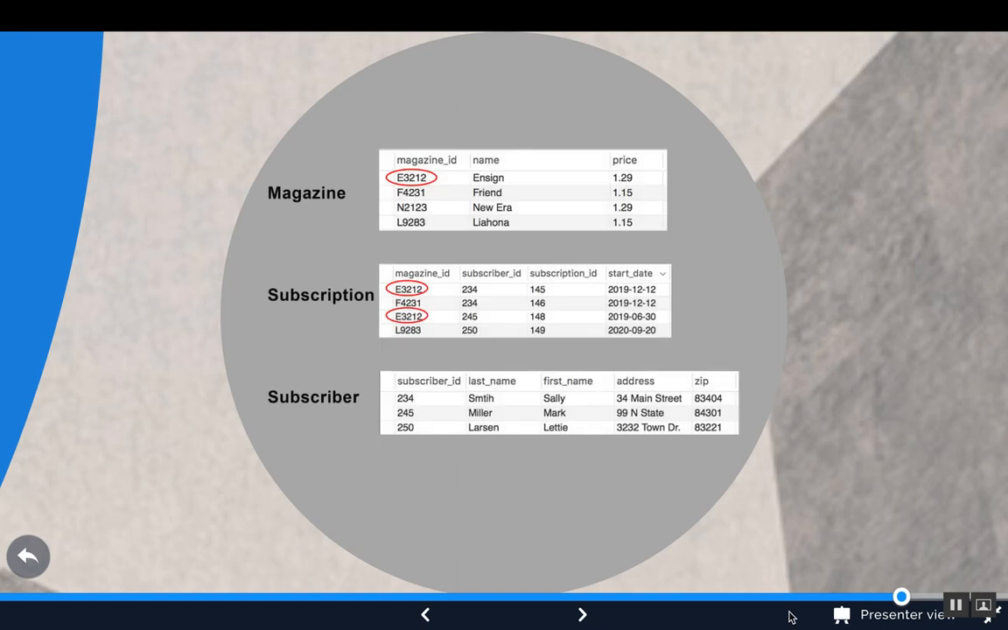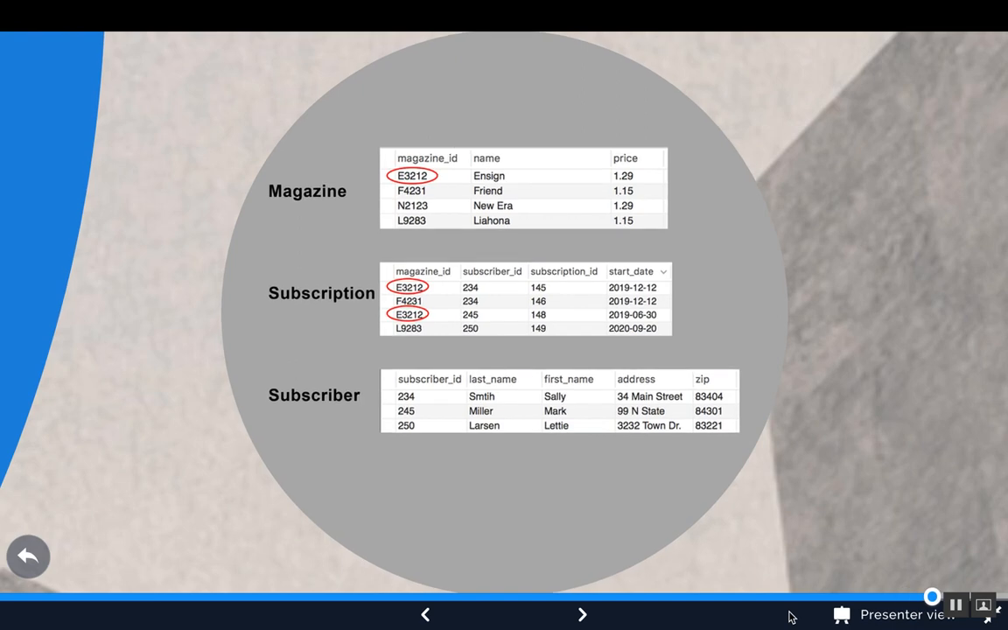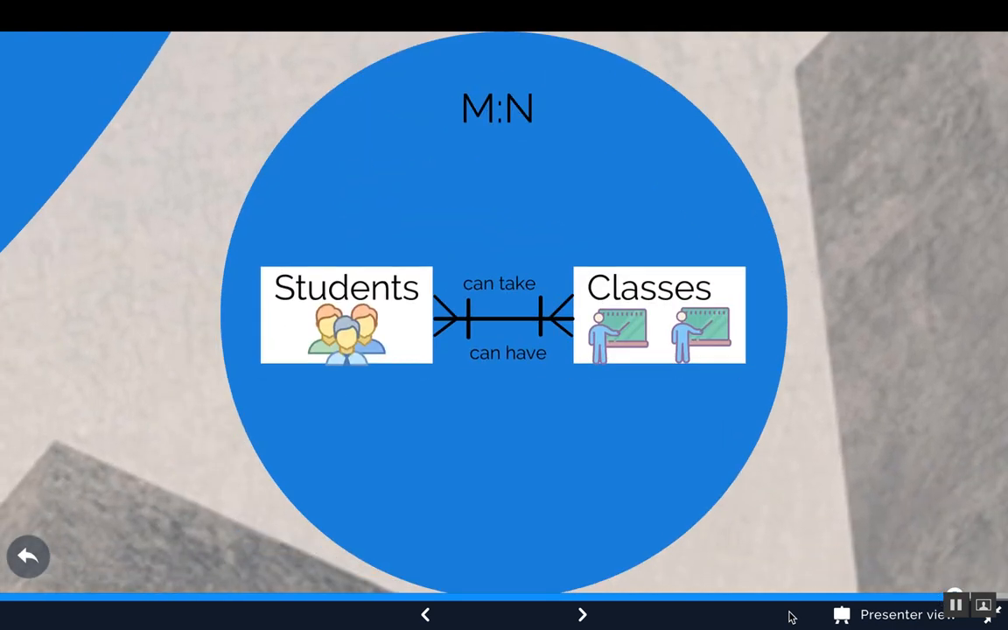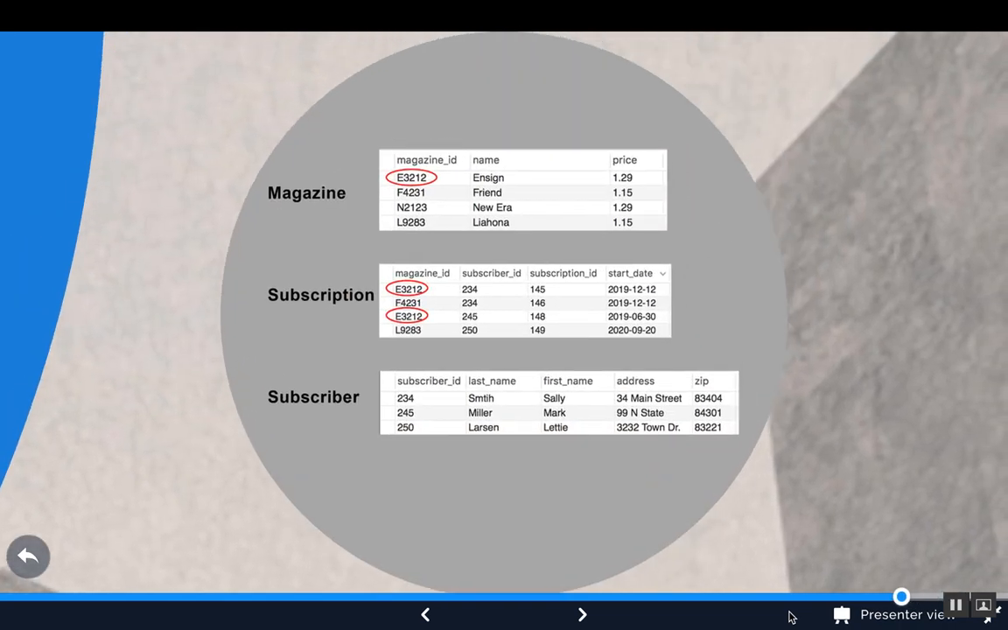In the other one-to-many relationship that we created, we have magazines to subscriptions. We see that one magazine, for example, the Ensign, can have many subscriptions. So Sally and Mark Miller both have a subscription to the Ensign here. The linking table will have 2 foreign keys. And in this case, the 2 foreign keys make up the composite primary key of the linking table. They are both needed together to uniquely identify each row of the table.